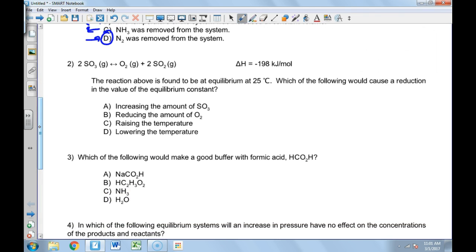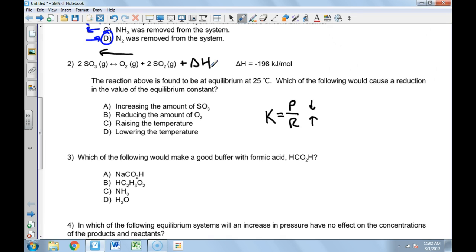Now for question number 2, it says, which of the following would cause a reduction in the equilibrium constant? Well, K is equal to products over reactants. So we want a reduction, so we want to reduce the products and increase the reactants. So we want this to shift this way. Now we have an enthalpy. Enthalpy is negative, so that means it's on this side. It's exothermic, it's releasing energy. So we want to have that shift to the left.